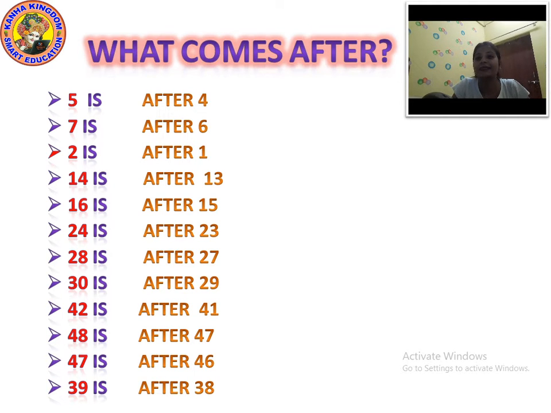Like that, 30. 30 is after 29. What comes after 29? 30. Now the next number is 42. 42 is after 41. What comes after 41? 42. 42 comes after 41.